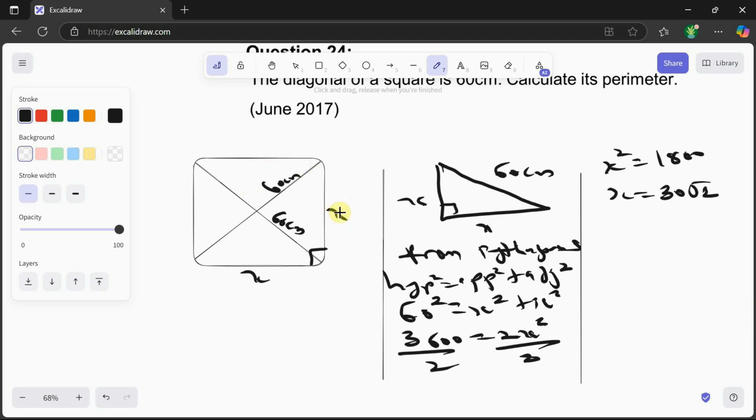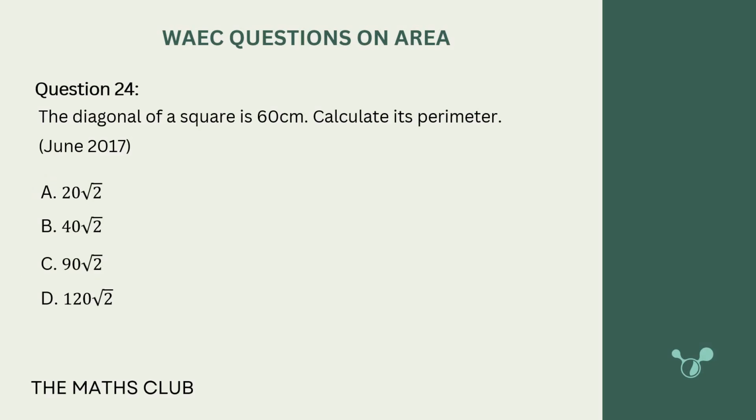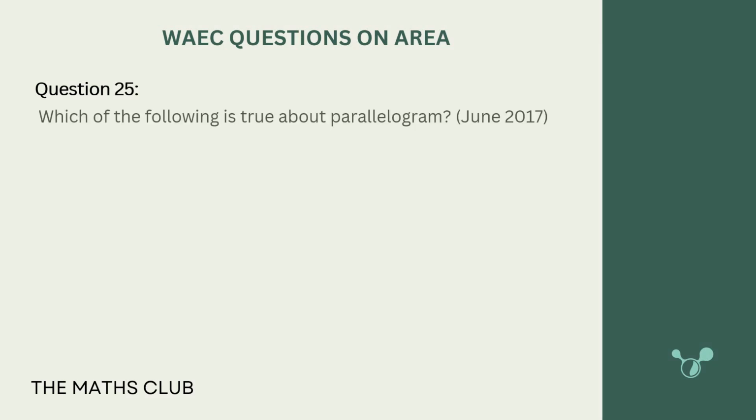That is just saying 1 2 3 4. That is saying perimeter is equal to 4x, which will be equal to 30 root 2 times 4, which is 120 root 2 centimeter. So this is our answer for this question. Great. Option D. Question 25 says that which of the following is true about parallelograms?